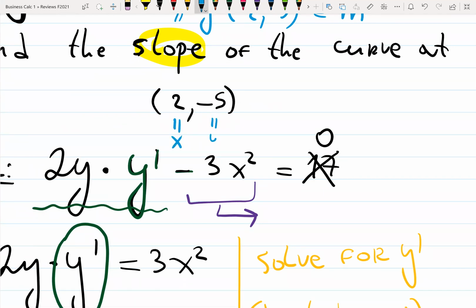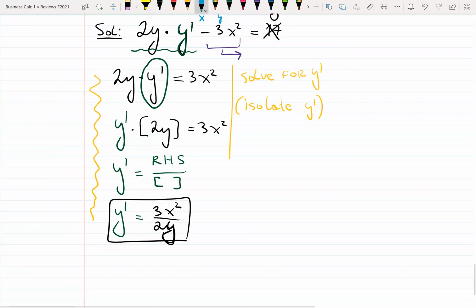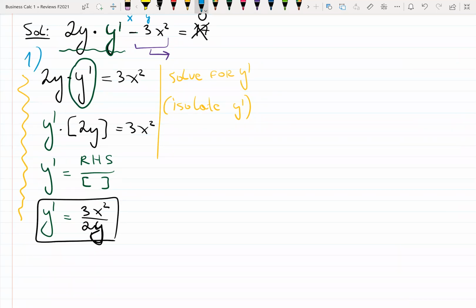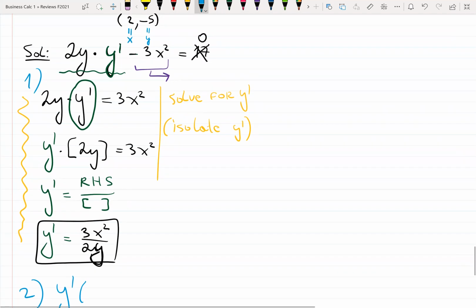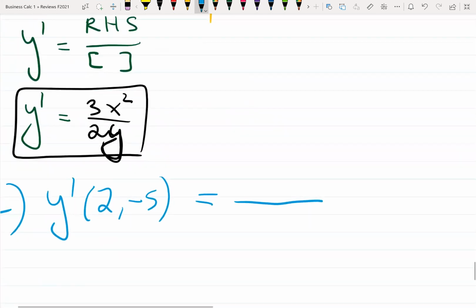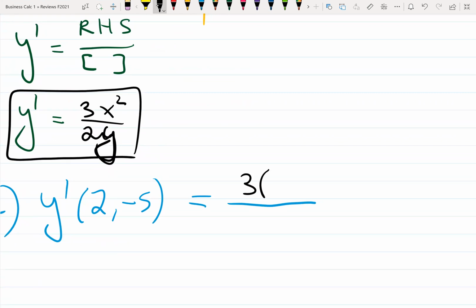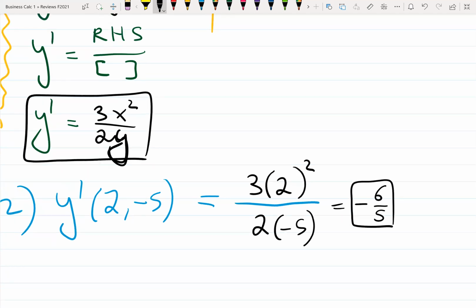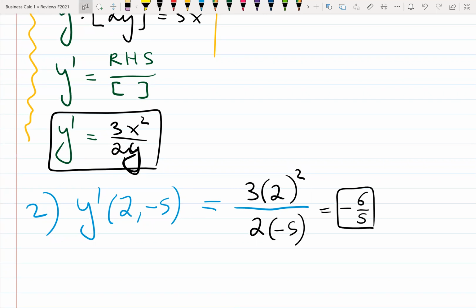This is given as x and this is as y. So the second step is to plug in. Step 1, we found a derivative. Step 2, we're plugging into the derivative. 2 and minus 5. You can sign it with a pencil, not to mess up, that x is 2 and y is minus 5. So the answer is 2 squared is 4, 4 times 3 is 12, divided by minus 10, simplify, minus 6 over 5. Like so, implicit differentiation.